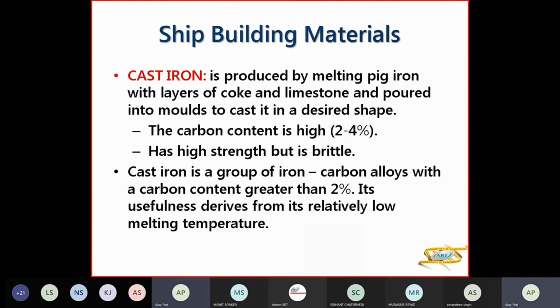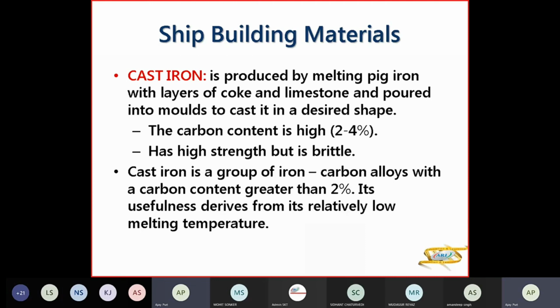The second type of iron which we use is cast iron. Ab isme pig iron becomes a raw material. Usko hum melt karte hain with layers of coke. Ab ye coke aapka pet coke ya met coke hota hai. Petroleum coke ki baat kar rahe hain. Coke ka matlab nahi Coca Cola. Pet coke hota hai. Which is obtained from petroleum. एक होता है मेट कोक, which is metallurgical coke, metallurgical applications में होता है, and limestone, that is calcium carbonate CaCO3, and poured into molds to cast in a desired shape.